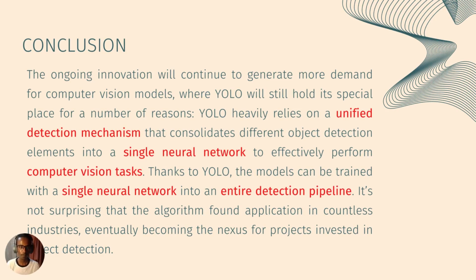So to sum up all the things that we have looked at in this video, YOLO is a recent object detector model, and it will still hold its special place for a number of reasons. YOLO heavily relies on a unified detection mechanism that consolidates different object detection elements into a single neural network to effectively perform computer vision tasks. So YOLO models can be trained on a single neural network, and they're really fast compared to the RCNN family. It's not surprising that the algorithm found application in countless industries, eventually becoming the nexus for projects invested in object detection.